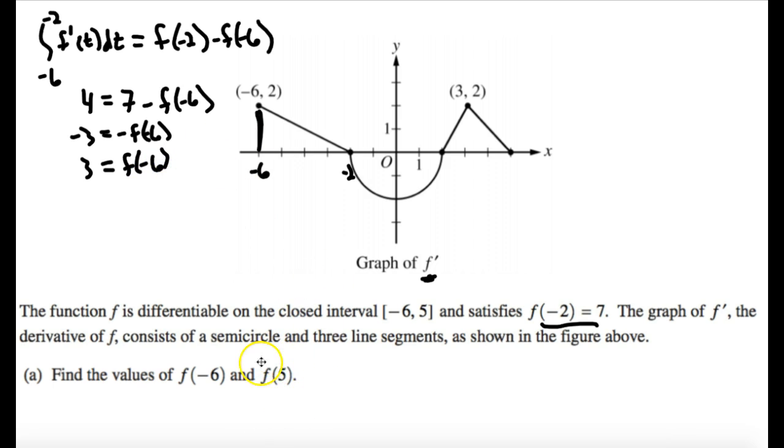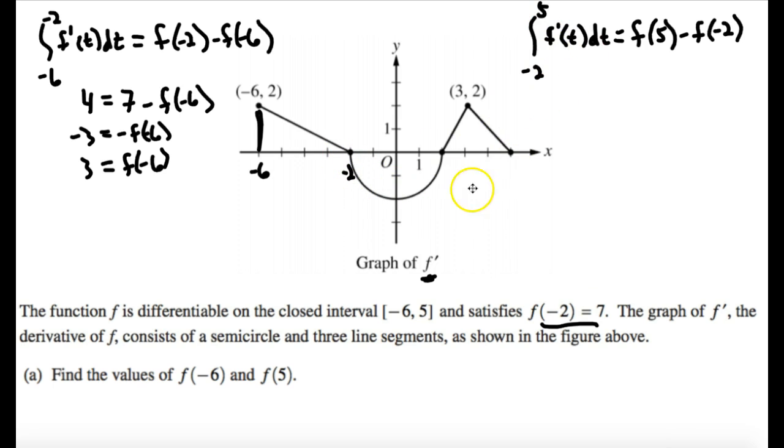Similar idea for f of 5. Again, my two x values would be -2 and 5. So here, it's easier if we put the bounds in order, smallest one on the bottom, greatest one on the top. So I can say the integral from -2 to 5 of f prime of t dt is equal to f of 5 minus f of -2. So here, the area from -2 all the way to 5, this is going to be this semicircle and this triangle.